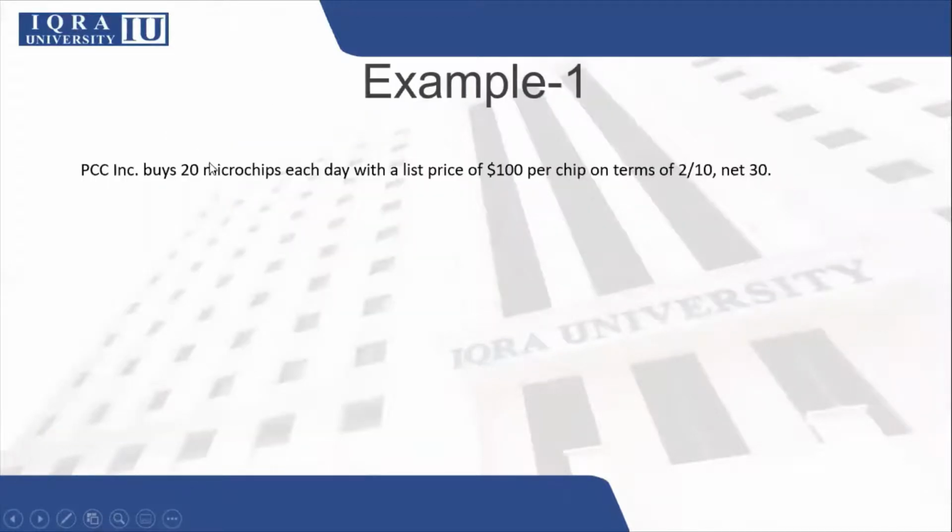So PPC Inc. buys 20 microchips each day with a list price of 100 per chip on terms 2/10 net 30. Now what does this 2/10 mean? It means that if you pay your suppliers within 10 days, you will get a 2% discount. But if you do not do so, then you will have to pay the full amount, but you can still pay the credit in 30 days time.